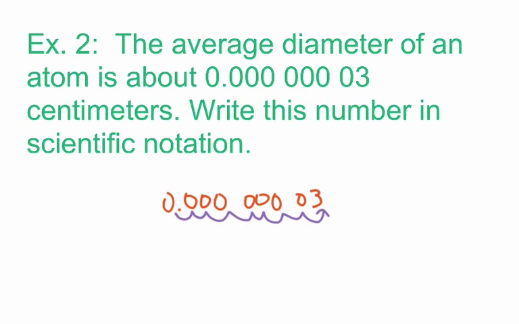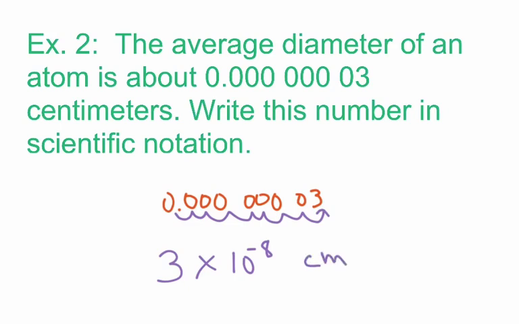I want my decimal right there. So now my number is just going to be 3. There's not going to be any decimal in this problem, but there's still an invisible decimal behind the 3. My number is going to be 3 times 10. It's a small number, so I know my exponent is going to be negative, and then I count my ocean waves. And I have 8 ocean waves, so I have 3 times 10 to the negative 8.